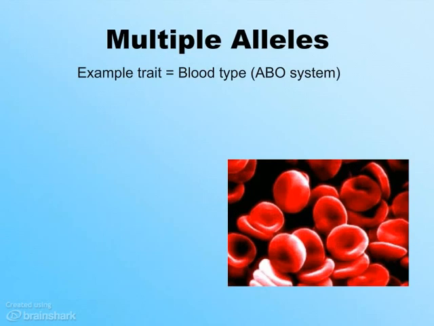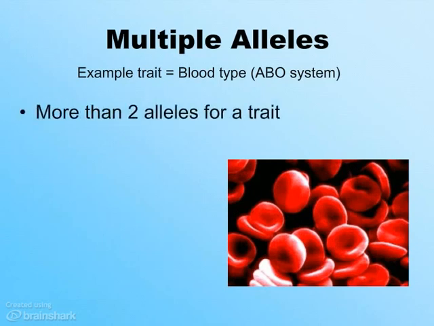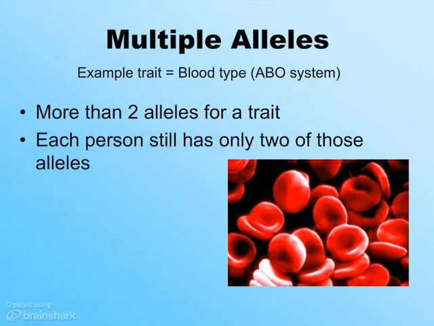For every trait that we've been talking about so far, there's only been 2 alleles possible out there in the population, right? For the roan, it was either the black or the white. For the 4 o'clock flower, it was either the red or the white. For eye color, we've always been talking about blue or brown, so it's always been 2. As the name multiple alleles suggests, in this case we're talking about more than 2 alleles possible for a trait, and that's more than 2 alleles out there in the population.